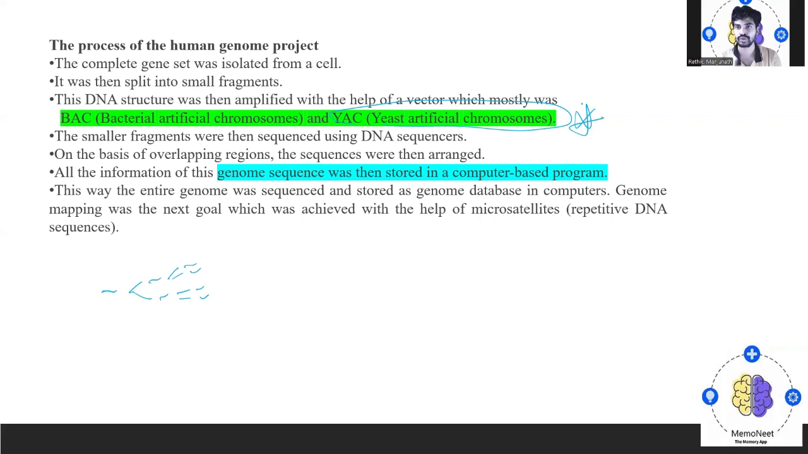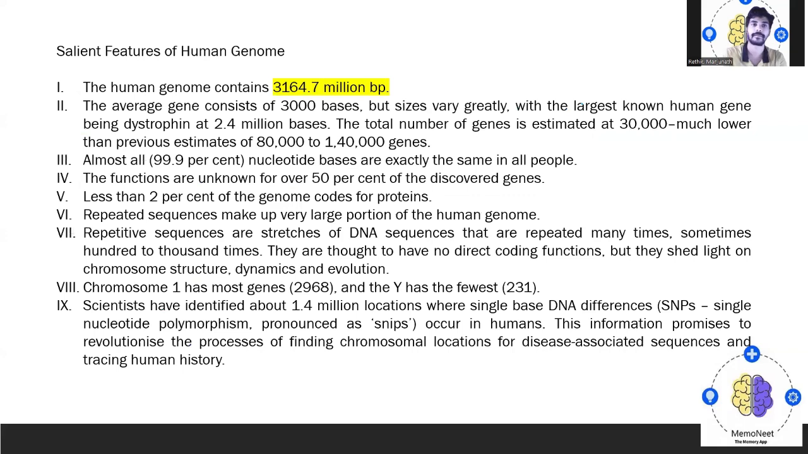Then the smaller fragments obtained were sequenced with DNA sequencing, and on the basis of overlapping regions, the sequences were arranged. Then all the information of the genome sequence was stored in a computer-based program, where the entire genome was sequenced and stored as a genome database. Genome mapping was actually the major goal: we had to map which particular place on a chromosome has what gene. That was to be achieved with the help of microsatellites, that is repetitive DNA sequences. They say these are salient features of the Human Genome Project.